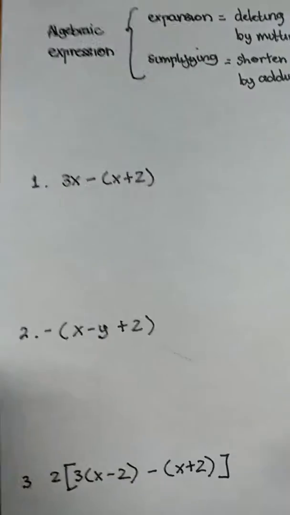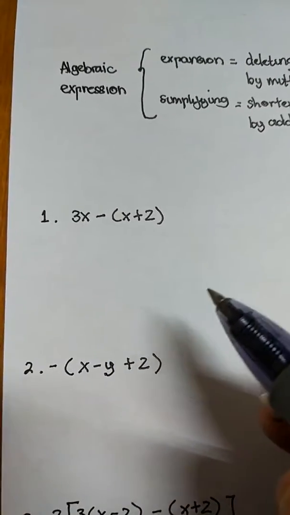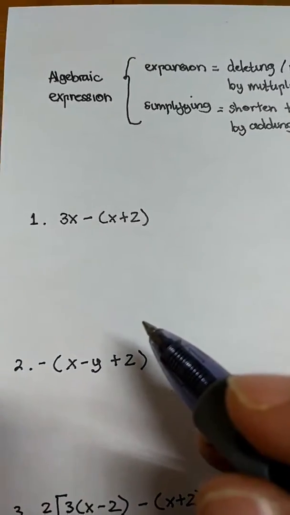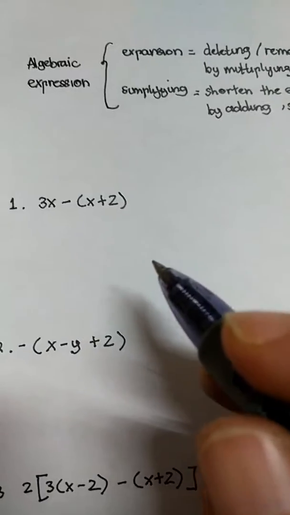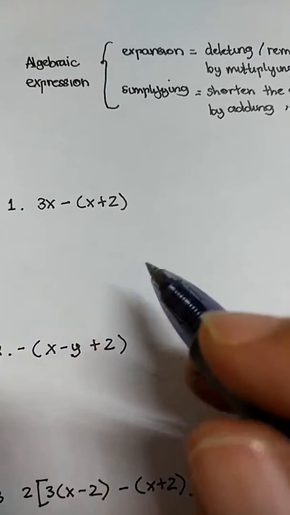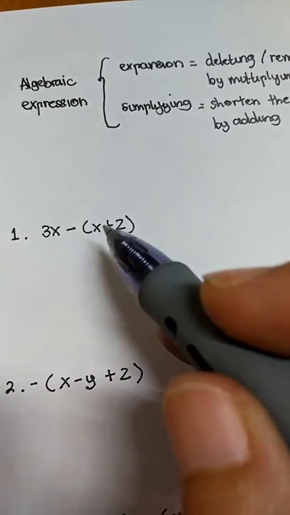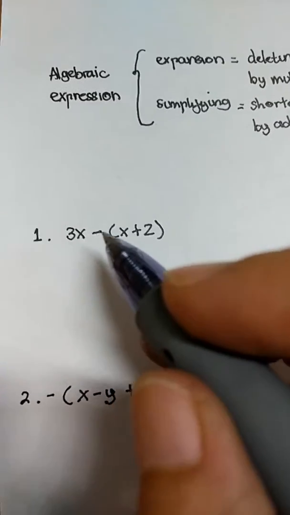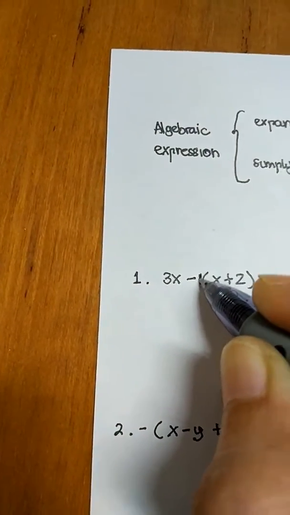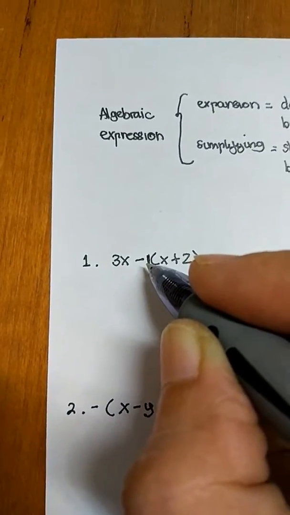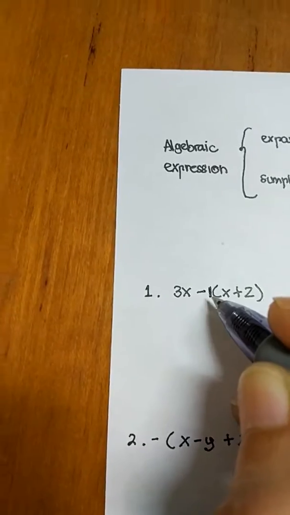Okay, now we observe the first question. 3x minus bracket x plus 2. The question is that you need to expand and simplify this algebraic expression. First of all, before you simplify it, you need to expand. Expand means you will delete the bracket over here by doing what? Multiplication, right? Even though it's only minus in front of the bracket, actually there is a hidden number there. Minus 1. If there is no number, only an operator sign, actually there is a number, a hidden one, which is plus 1, because that one is not important.